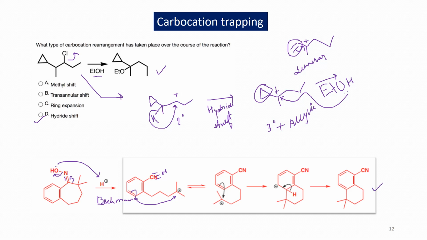Okay, so we have talked about anion trapping, carbanion trapping, carbocation trapping. For carbanion trapping we add an electrophile, for carbocation trapping we add a nucleophile. If no such nucleophile is given, but an intramolecular nucleophilic center is there like a pi bond, that will attack and neutralize our desired compound.